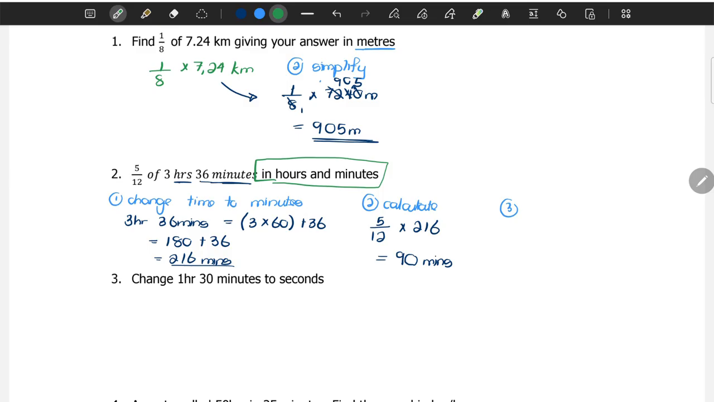And then number 3, because the question specifically asked to give the answer in hours and minutes, we have to convert back. Convert time to hours and minutes. So 90 minutes, knowing that 1 hour is 60 minutes, 90 minus 60, that's 1 hour 30 minutes. And that's how you find the final answer.